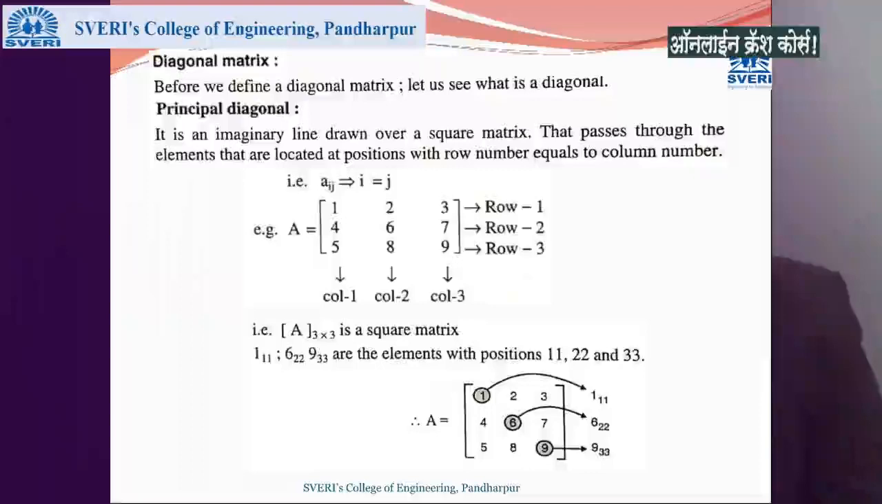Just to look at this, in this example we clearly get the idea what is the principal diagonal. Suppose there is the matrix A with elements 1, 2, 3, 4, 6, 7, 5, 8, 9. Now here 1, 6 and 9 are known as principal diagonal elements. Means here A11, A22 and A33. These are the principal diagonal elements. Got it?